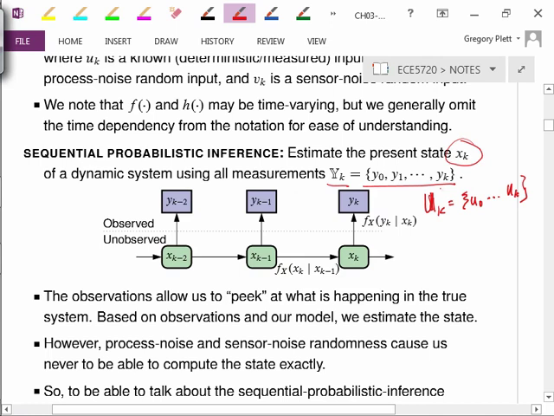The picture may be helpful, showing with the dotted line there's things going on under the surface inside of our system that we can't observe. And so we have the state going at time k minus 2. The real state is xk minus 2, and at k minus 1 the real state is xk minus 1, and at time k the real state is xk.